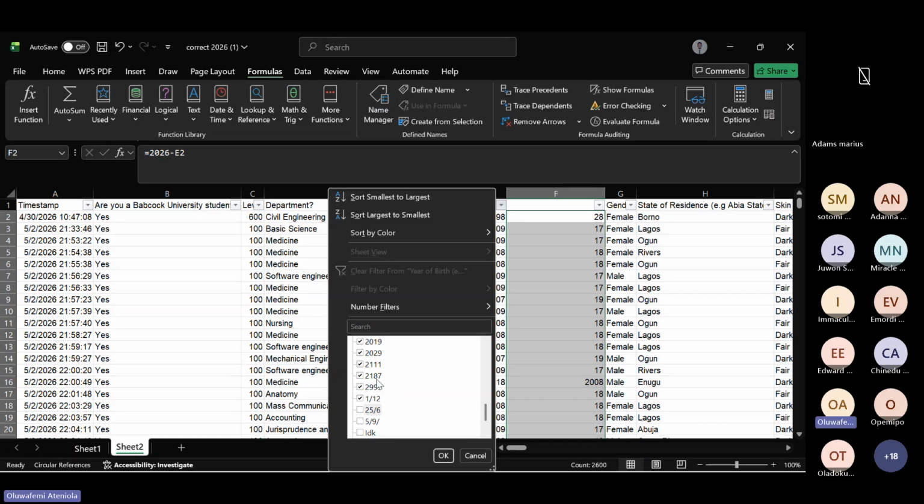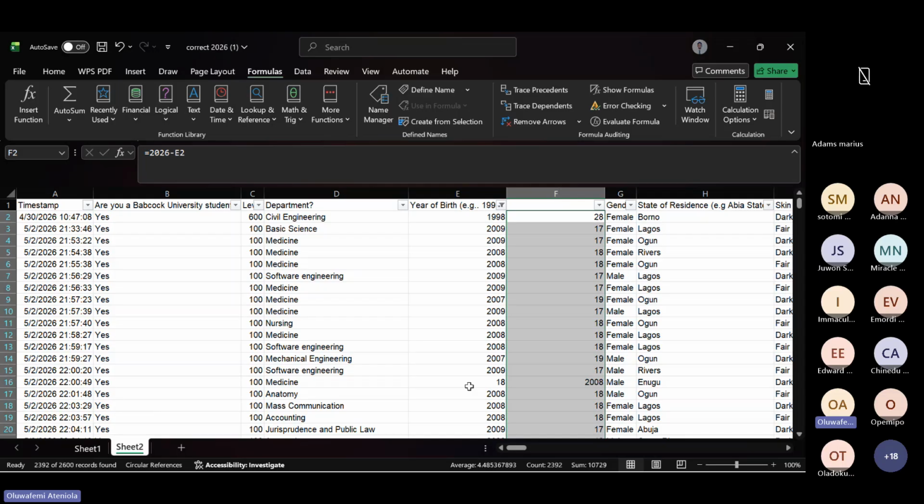The person who is root 2187, I don't know if that person is sure. So we can just claim this person from 19 to 99. So how to do that? We can just highlight, Control A, no, just take this.